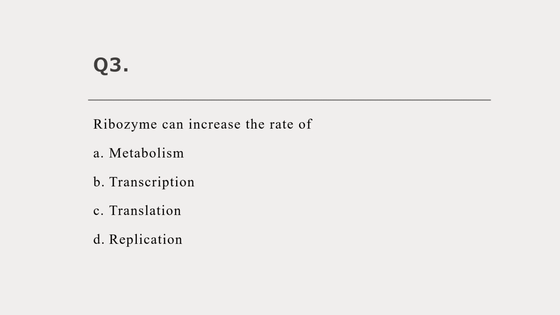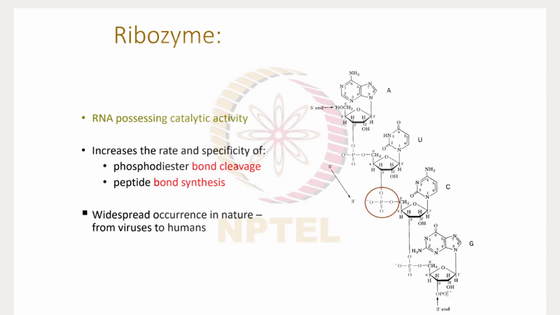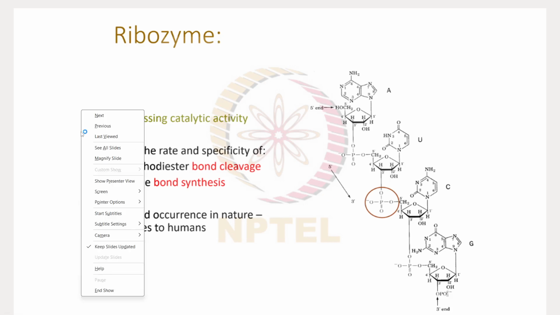Okay, so most of you have answered C, some of you have answered B. Let's see what the answer is. This is one slide from the lecture notes. You can find these slides in your NPTEL folder also. So let's talk about ribozyme a little bit. Ribozyme is RNA possessing catalytic activity.